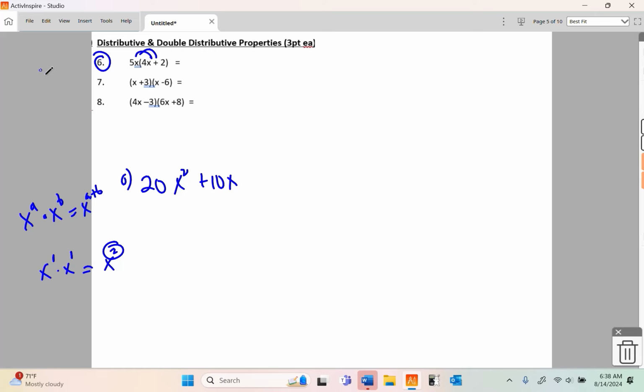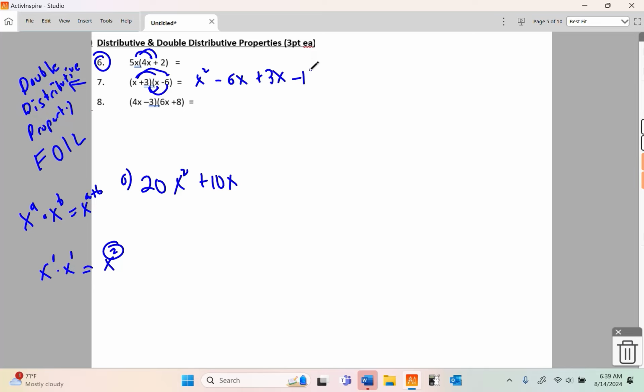Number 7 is going to be your double distributive property. You should be familiar with this from Algebra 1. I believe you guys were taught this FOIL technique. First, outer, inner, last. So first of both terms is x times x, which is x squared. Outside, x times negative 6 is minus 6x. And we have the I for inner, 3 times x, plus 3x. And then we have 3 times negative 6, which is negative 18.